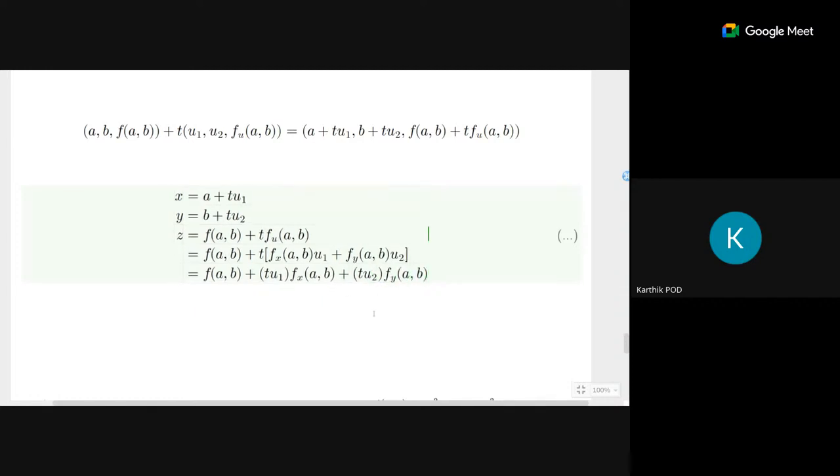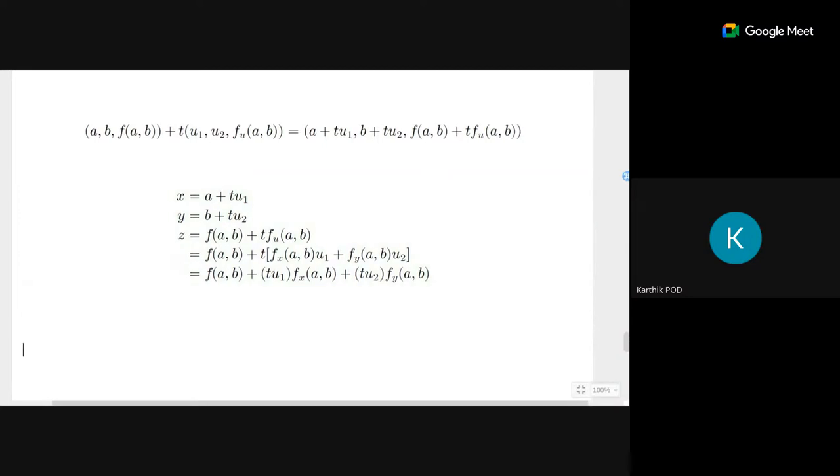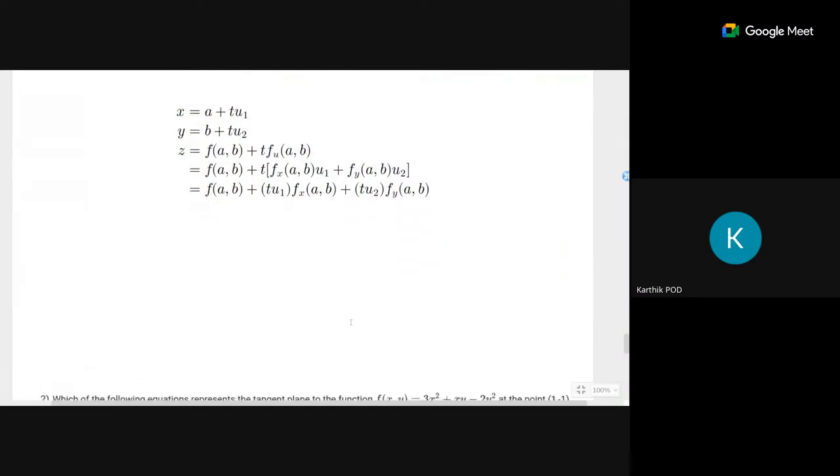Now you look at these three equations and notice that u1, u2 are arbitrary directions, right? So u1 and u2 can be any direction. So we can actually use these equations and get rid of them in this form, right? So t u1 is what? x minus a. t u2 is y minus b. I'm just rewriting the first two equations. Okay, so I'll plug this in the third equation.